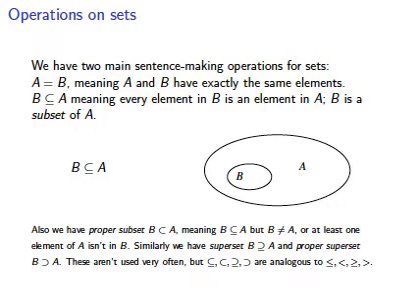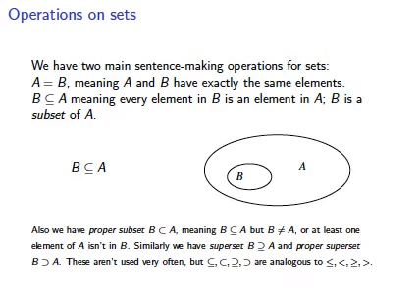So we have 2 main sentence-making operations for sets. First of all, the axiom of extensionality that we saw last time gave us what we could consider an equals operation on sets. It gave us a way to talk about what it means for 2 sets to be equal to each other. 2 sets A and B are equal if they have all the same elements as each other.